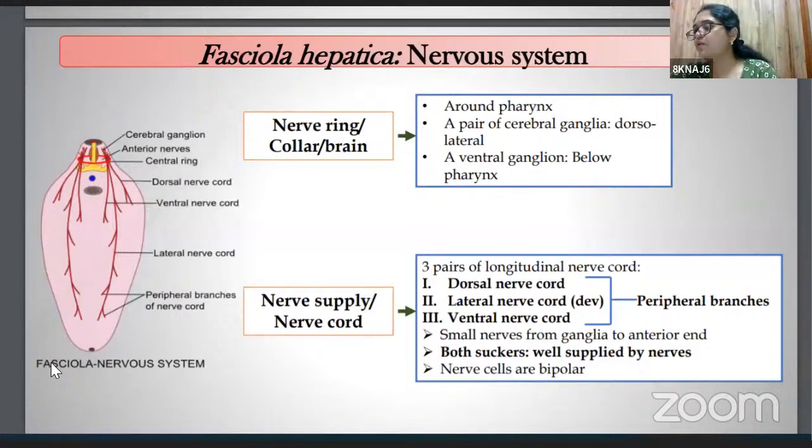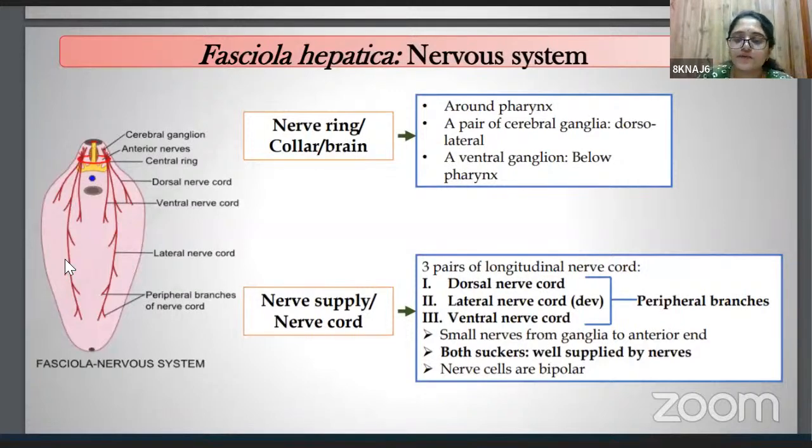Simplest example is if you look at what I'm showing you right now. Look at the screen, please. So the pencil is the dorsal nerve cord. This is the lateral nerve cord. This is the ventral nerve cord. So since the body is dorsoventrally flattened, you can just imagine this is the thickness of the body. This is how it is. The dorsal, the lateral, and the ventral. This is the ventral. Right?